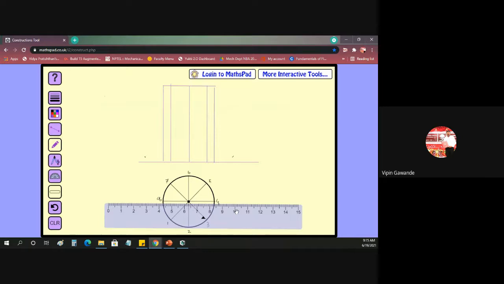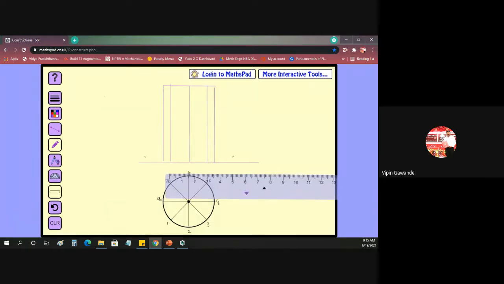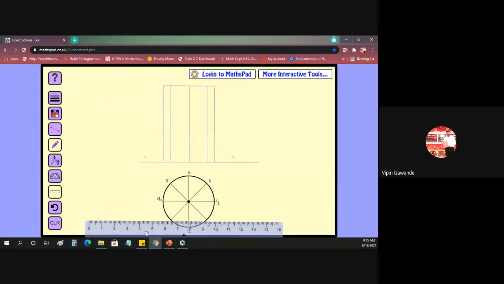Okay, so we have transferred all the points. Now, how to give the nomenclature here? See, this line is the projection of 8. This is 8 here. Okay, this is 8.